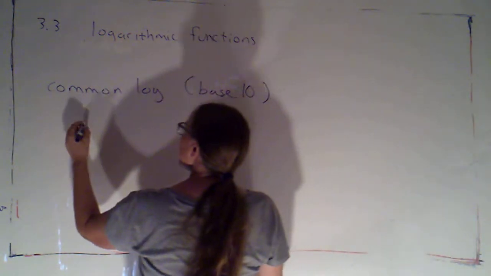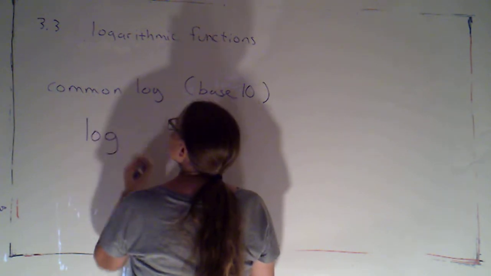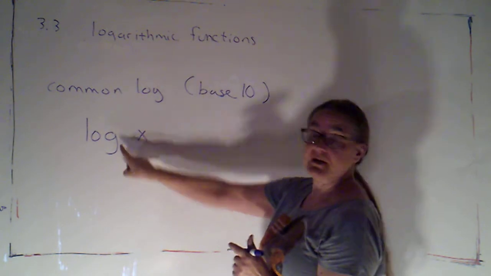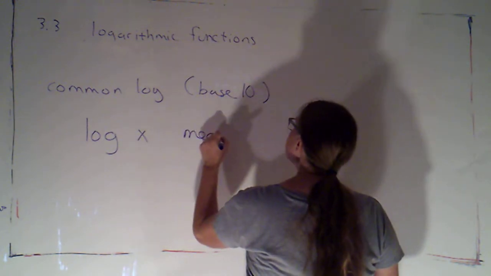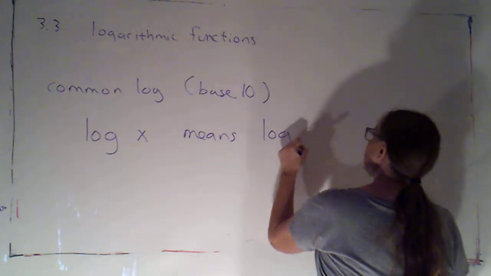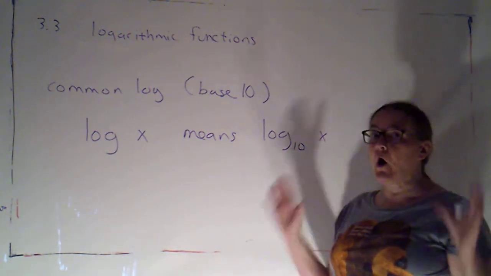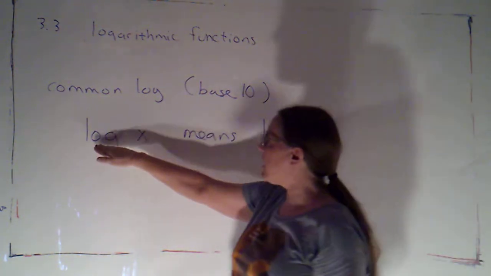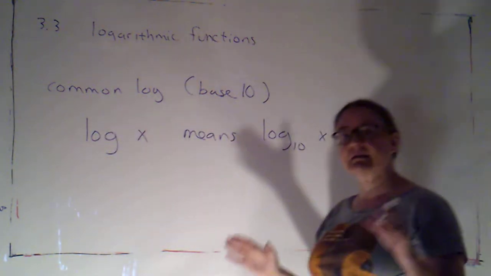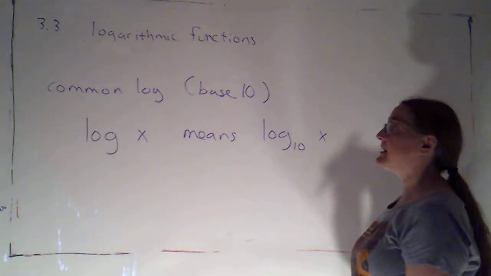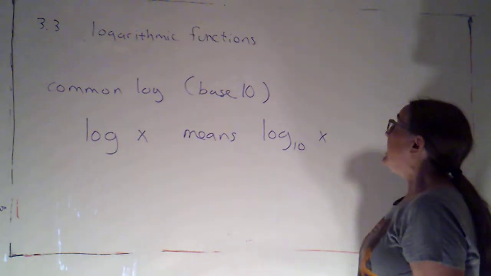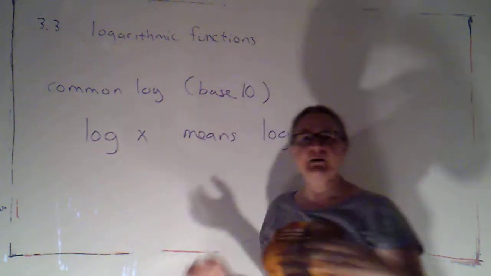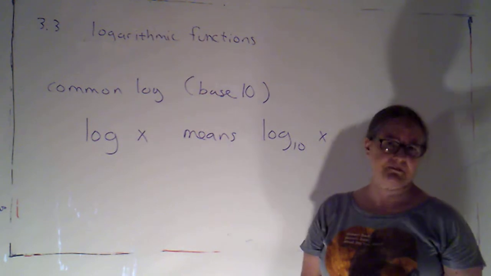Okay. And if I write log of x, and I don't put a subscript here for the base, that means the log base 10 of x. It's the one base that you don't have to write. If you just see log with no base written, it's the common log, and that means that it's base 10. Okay. Now, this is how it's going to be written in your book. That's how it's going to be written in almost anything that's published.